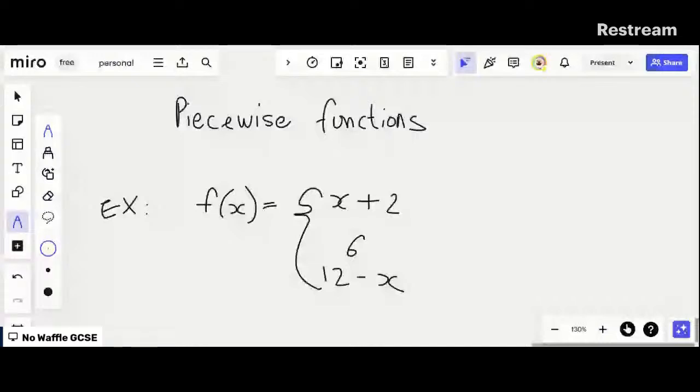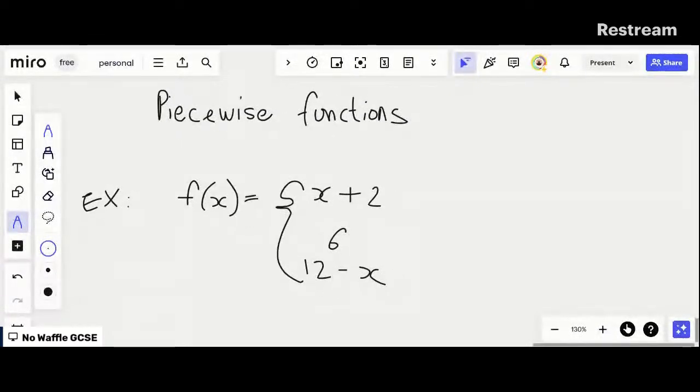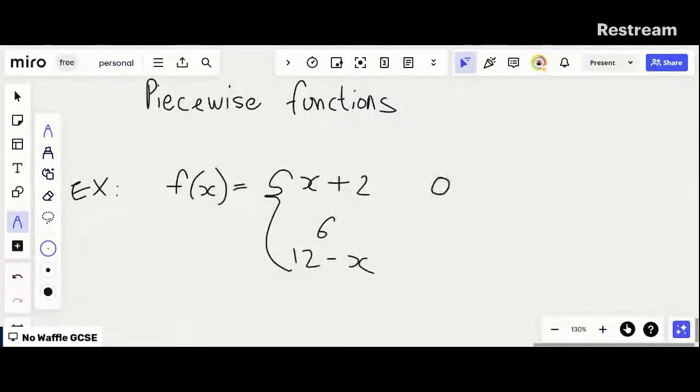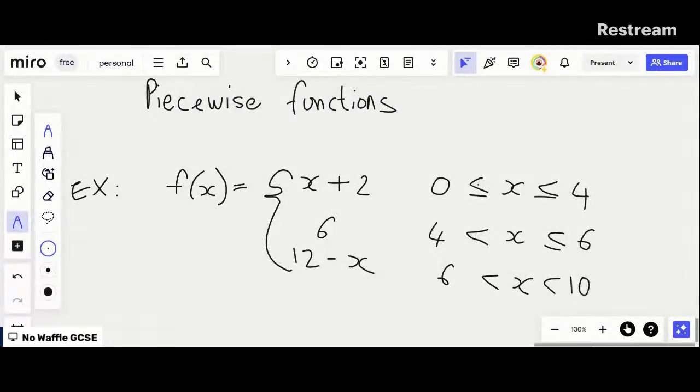Okay, now you're thinking, how can it be all of these multiple functions? Well, what happens is you're given domains. So when x is between 0 and 4, it fulfills the first function. Then when x is between 4 and let's say 6, it fulfills the second function. And then when x is between 6 and 10, it fulfills the third function.